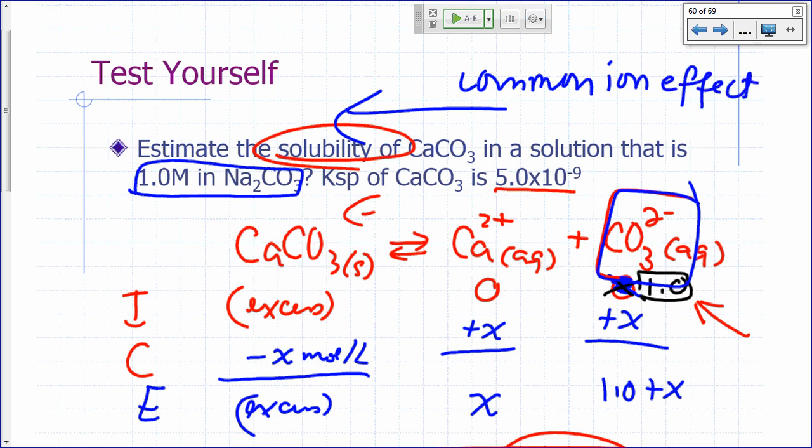Now, like I said, we're assuming here that we're not taking into account the possibility of carbonate hydrolyzing. Okay, so reality is not quite as simple as this, but we're just going to make things simple. We're just going to do it this way. Okay.